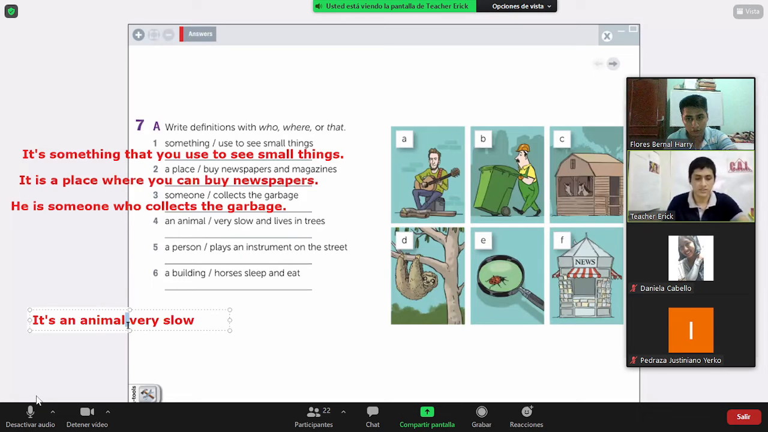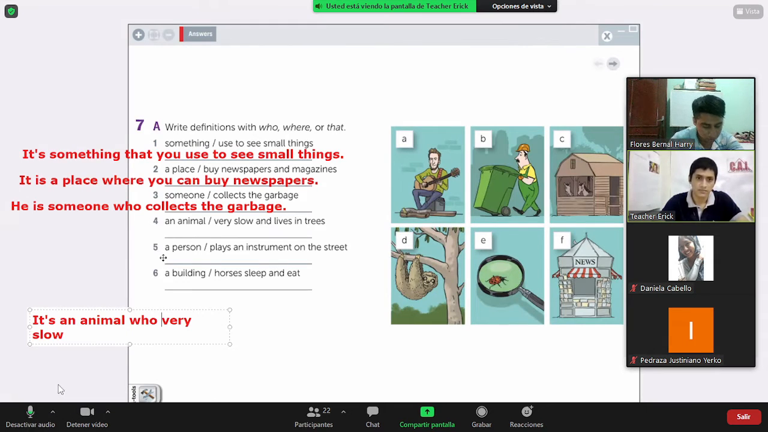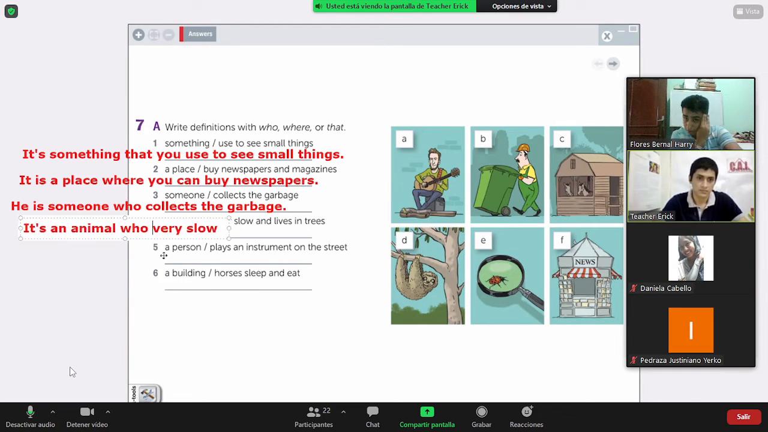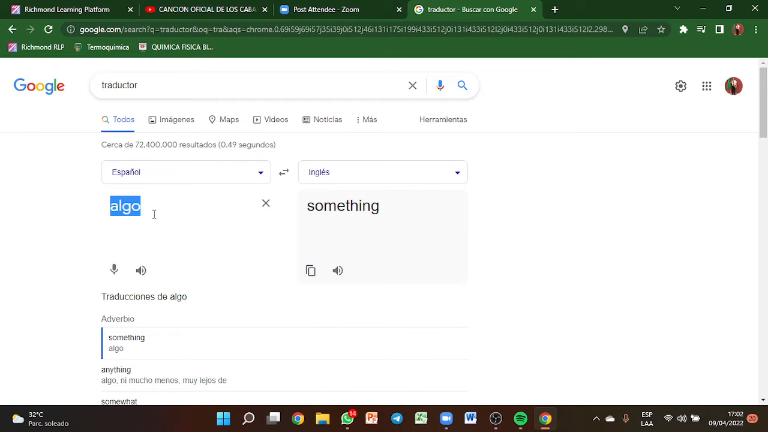So what relative pronoun are you using here? Pusimos who, teacher. Que se refiere a... Okay. Okay, who very slow or who is very slow? Very slow and lives in trees. Very slow and lives. Okay, thank you. And what about number 5, Carlos?